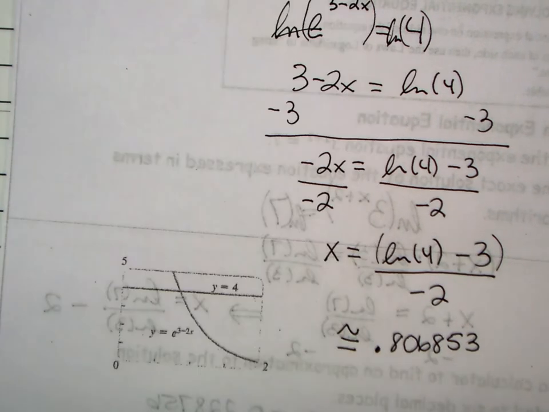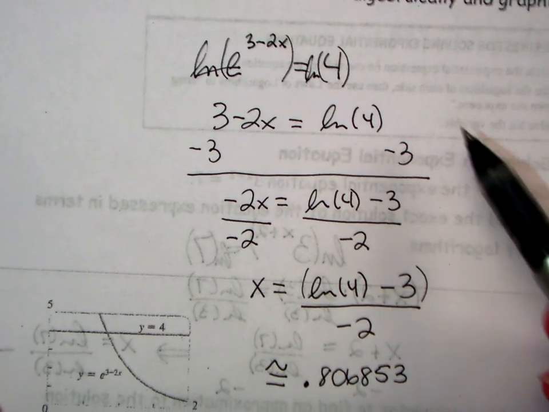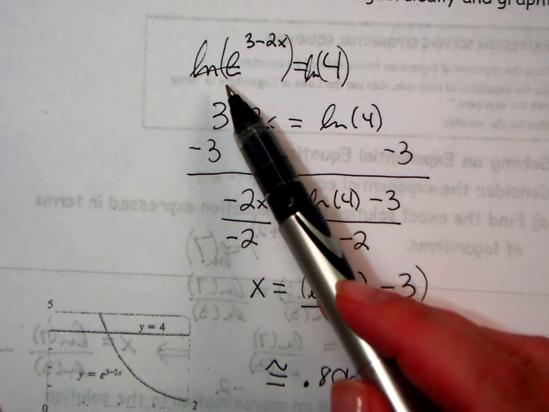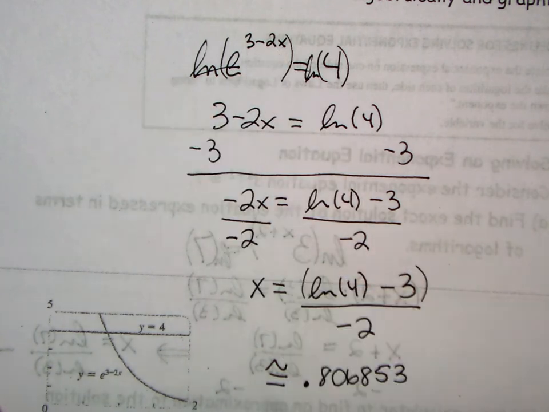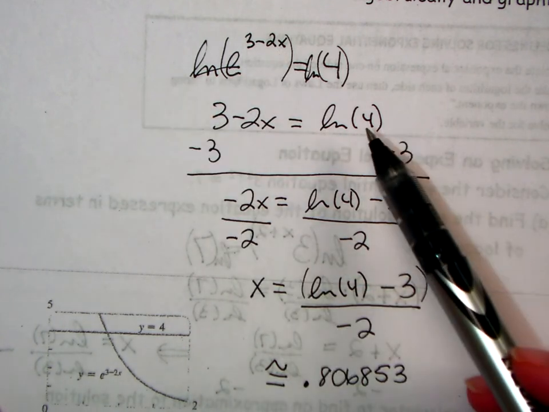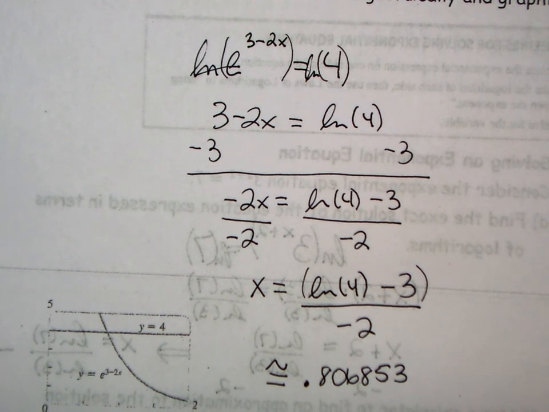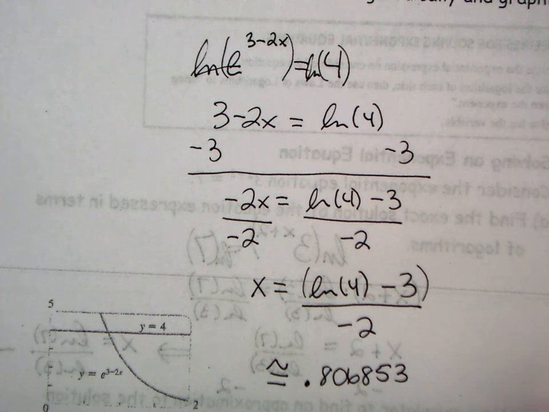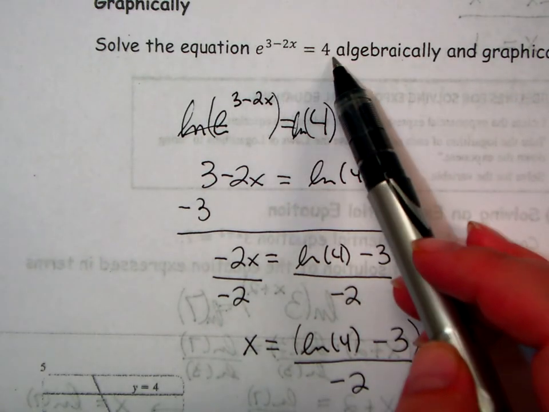All right. So here is the algebraic way of finding the solution. Okay, ln it. That's going to cancel the e, but it also brings it down out front if you need to. All right, and then solve for the x, I get 0.806.